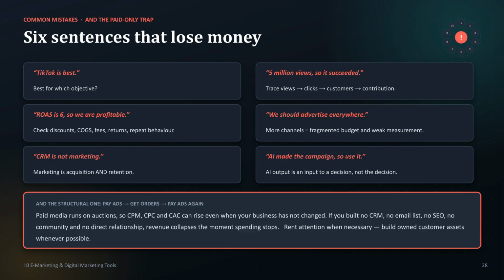Avoid common pitfalls. Phrases like TikTok is best or ROAS is all that matters ignore the structural reality of the auction model. If you don't build owned assets, revenue collapses the moment you stop paying for traffic.